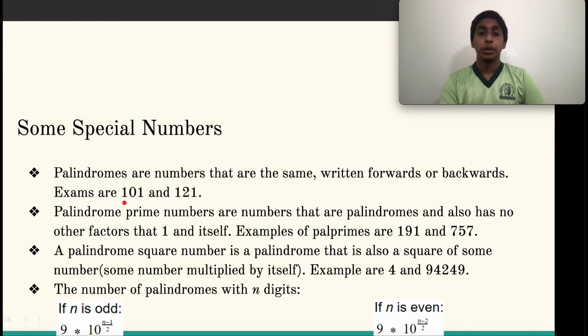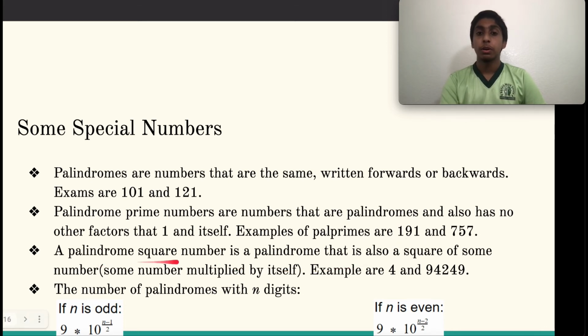For example, 101, right? If I write it forward or backwards, it's the same thing. Same way, 121, forward or backwards, it's the same thing. Palindrome primes are numbers that are palindromes and also have no other factors than 1 and itself. Examples of a Paul prime, as I call them, are 191 and 757. So these are prime numbers that are also palindromes.